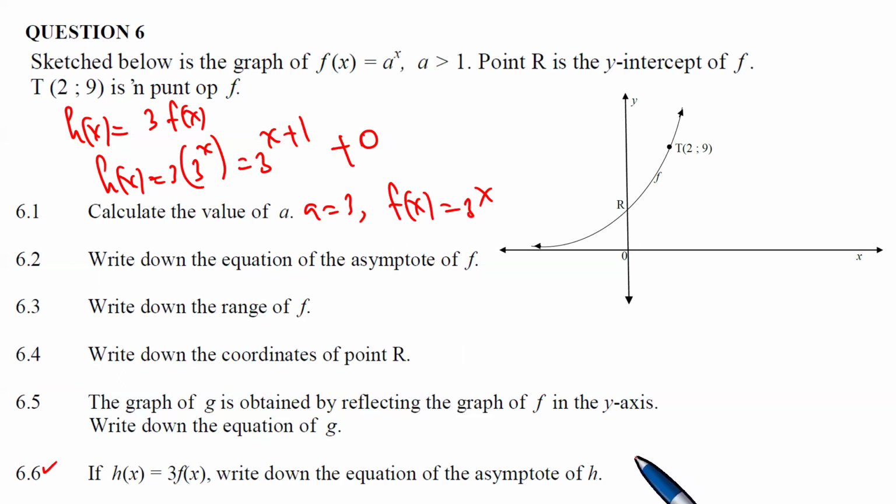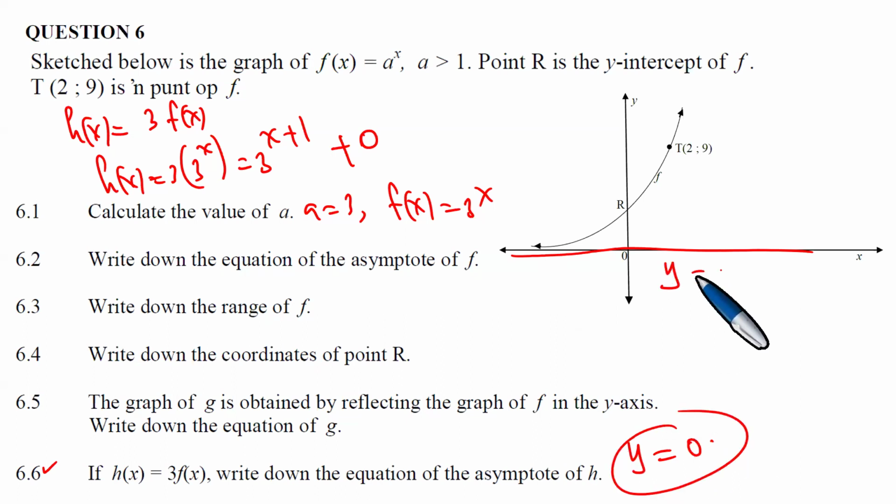The equation of the asymptote of h is still y equals 0, because that is what we have there. So it is exactly y equals 0, which is also the x-axis. That is the equation of the asymptote of h.